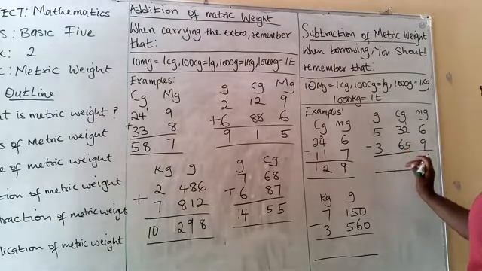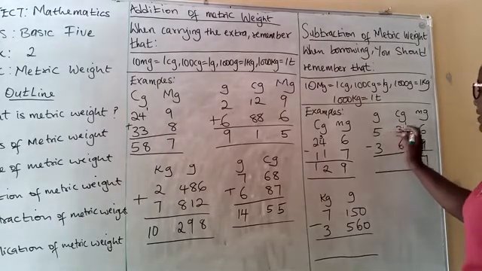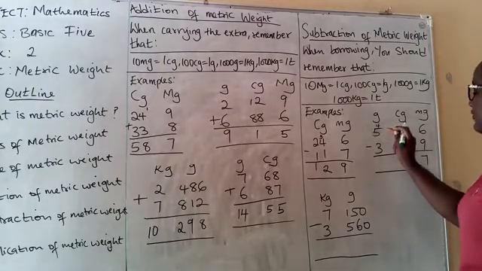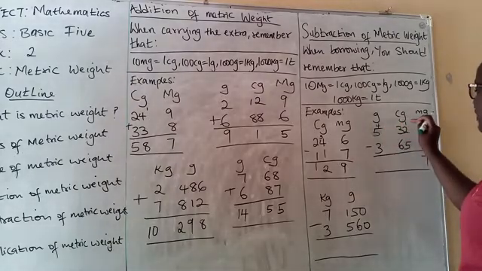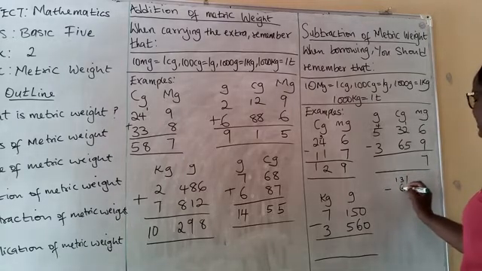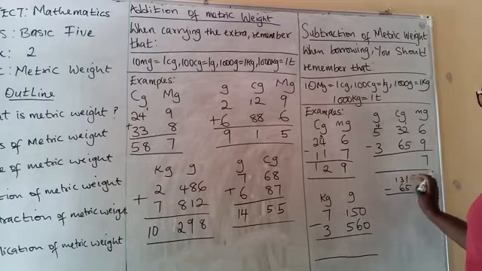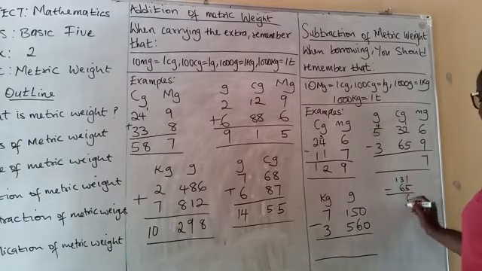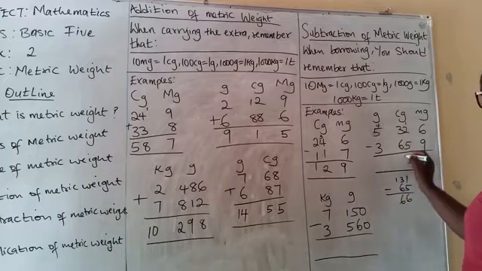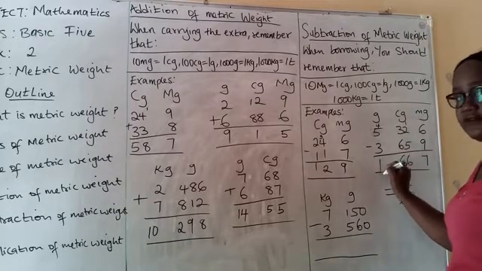31 minus 65, can it go? No, so we are borrowing 1, right? And the 1 we're taking from here will leave this as 4. Coming over will be 100, right? And so we have 131 minus 65. 1 minus 5 cannot go, we borrow 1. 11 minus 5 is 6, right? 12 minus 6 is what? 66. So what we have here is 66, right? And 4 minus 3 will give us 1.